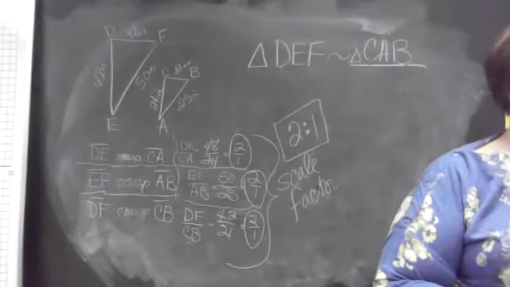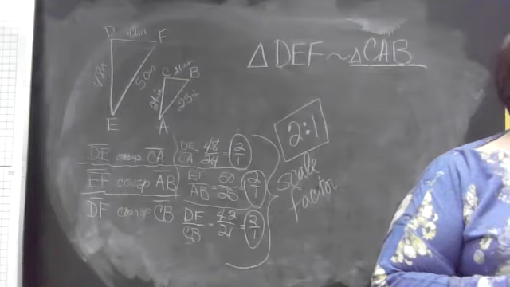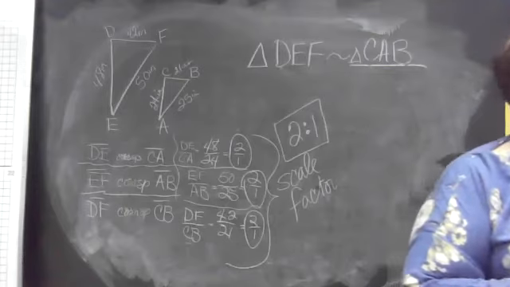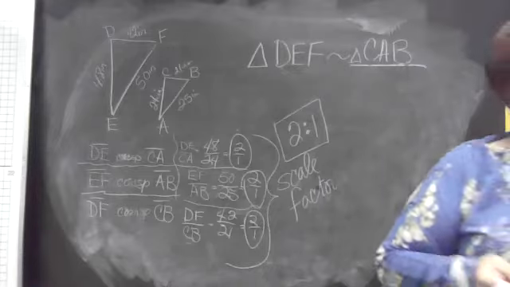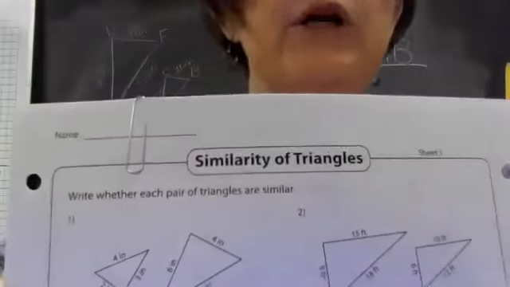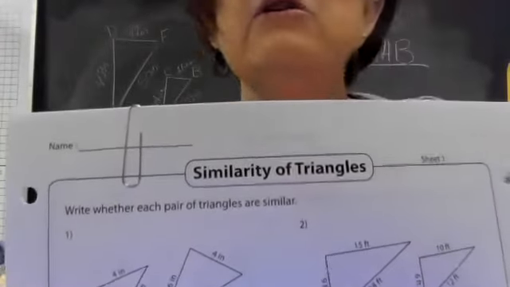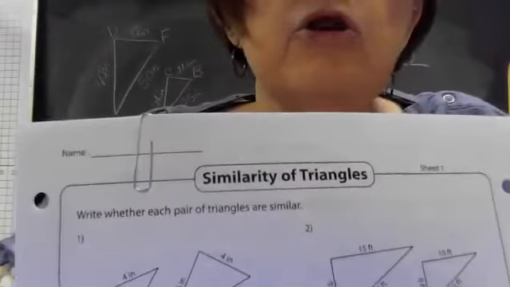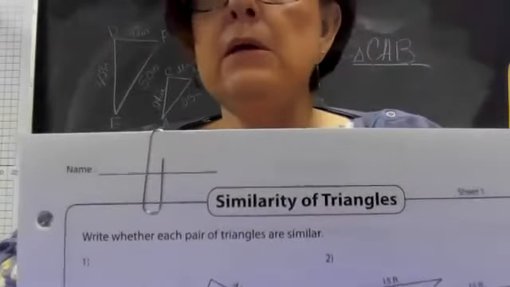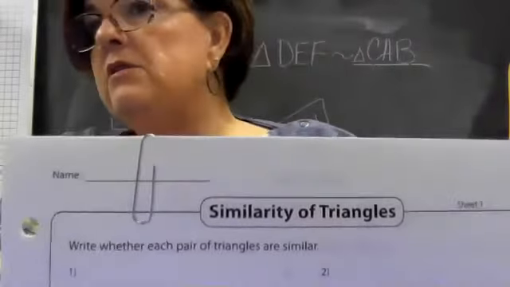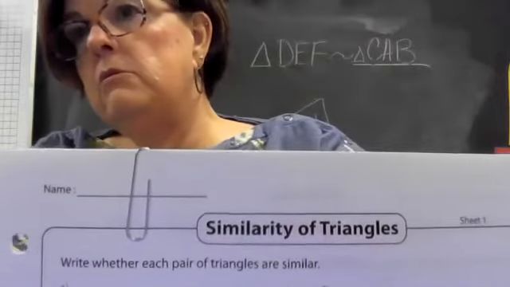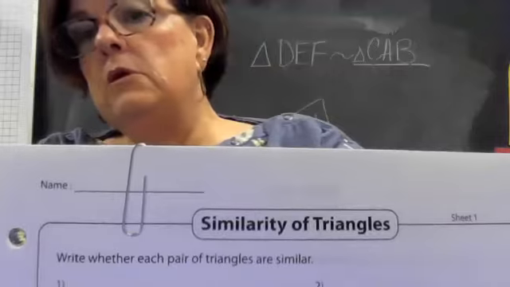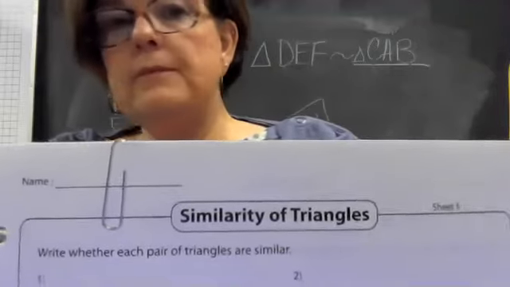If you want to move on, they talk to you about the scale factor on page 3. But I want you to look at page 2 now. What they're wanting you to do is write whether each pair of triangles are similar to each other. That means you're going to have to see if the sides are proportional in the same ratio, just like we did. Okay, and I'll help you do the first ones.